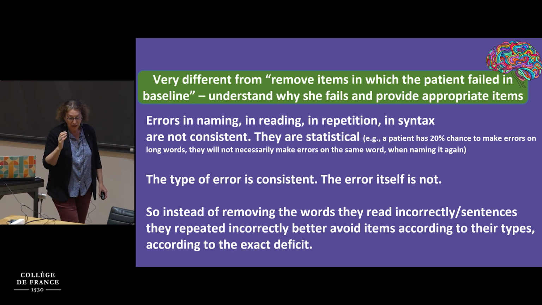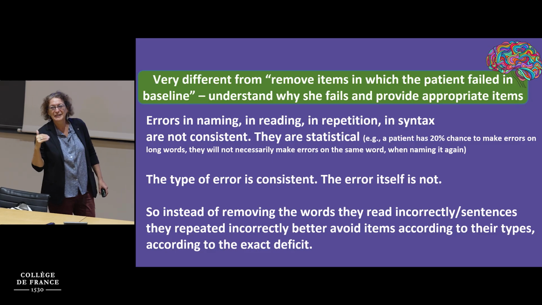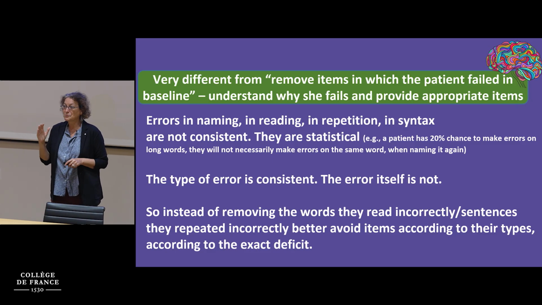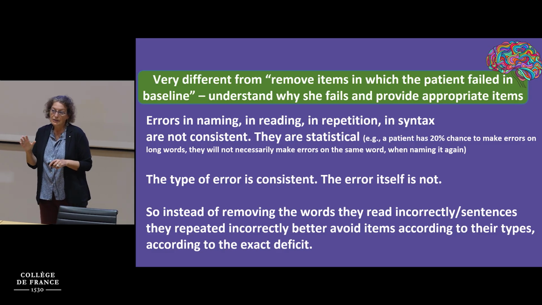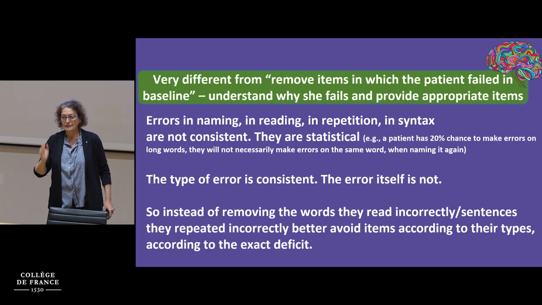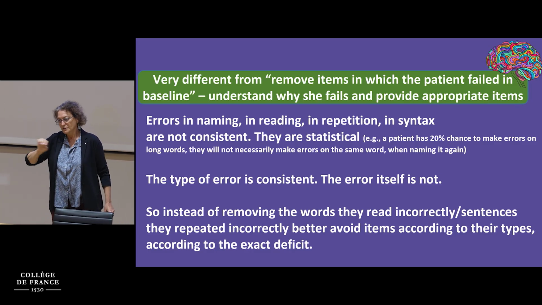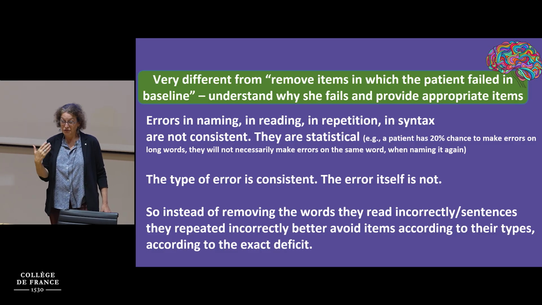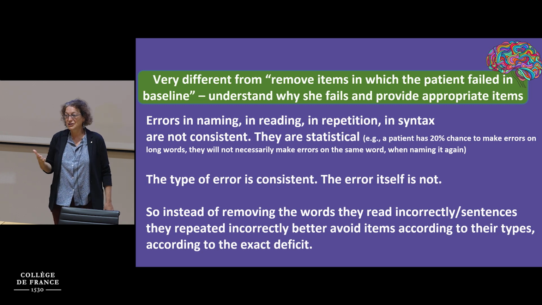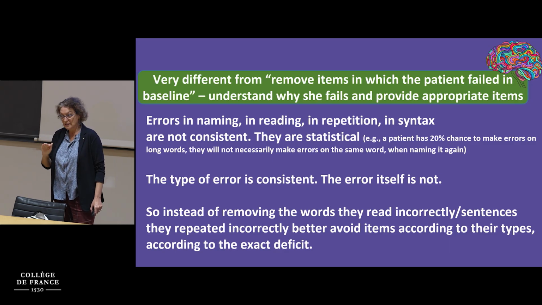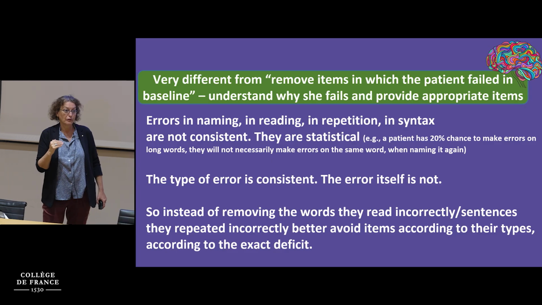Now, when we talk about this approach, I just want to stress why it's different from what has been done so far, because even in operation rooms where naming is tested, usually what people do is, okay, before surgery he failed in naming table, scissors, and wall, so we take out these words from the test. But I would like to suggest that in neuropsychology in general, in neuropsychological impairments in general, the actual item on which a person makes an error is not consistent. What is consistent is the types of errors. What is consistent is the type of impairment.